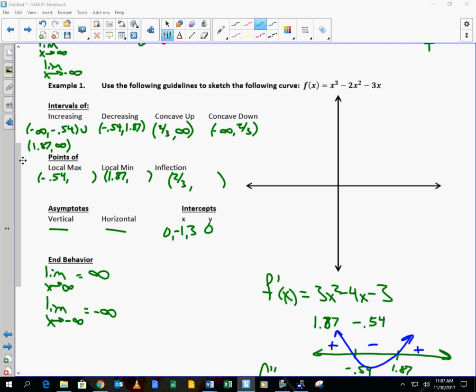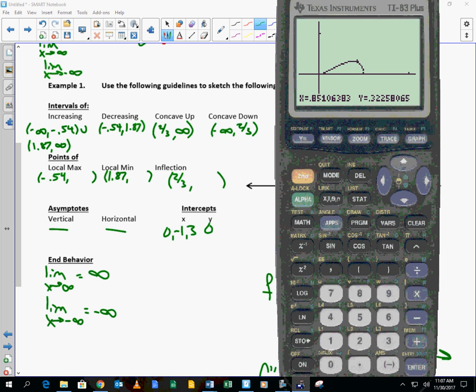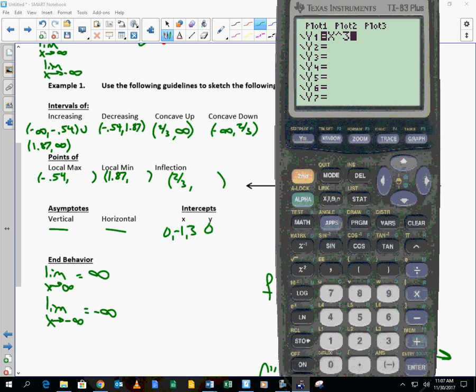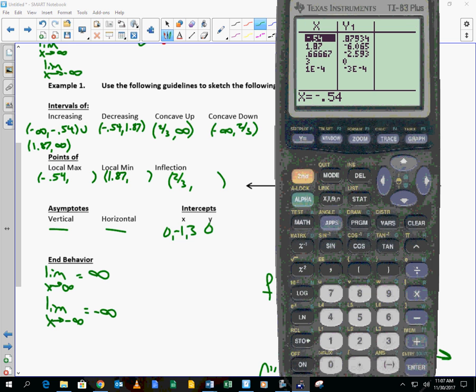Well, I want to get some y values here, so I'm going to go to my calculator. X cubed minus 2x squared minus 3x. Go to my table. I type in negative 0.54 and I get 0.88. Type in 1.87 and I got negative 6.1. Plug in 2/3 and I got negative 2.6.